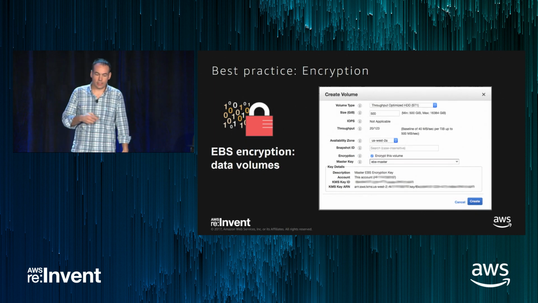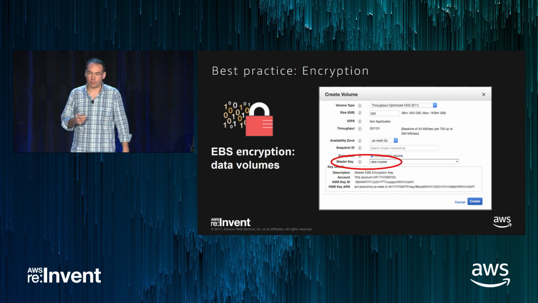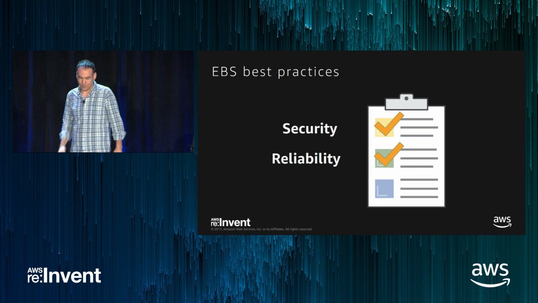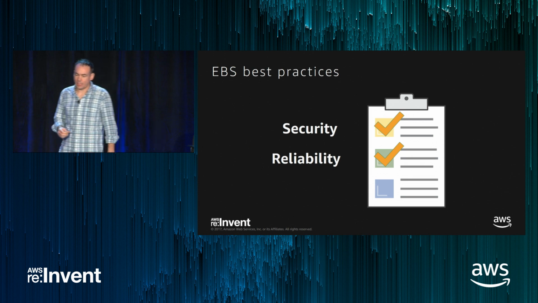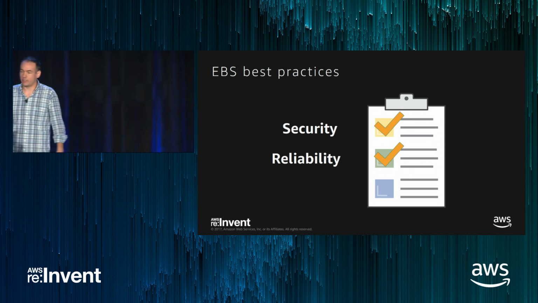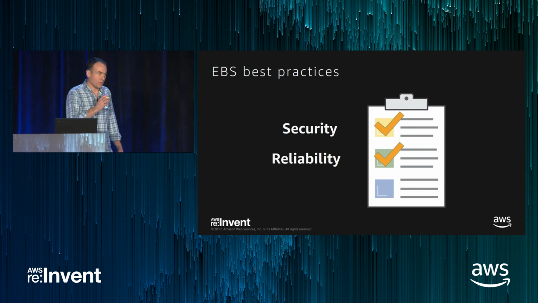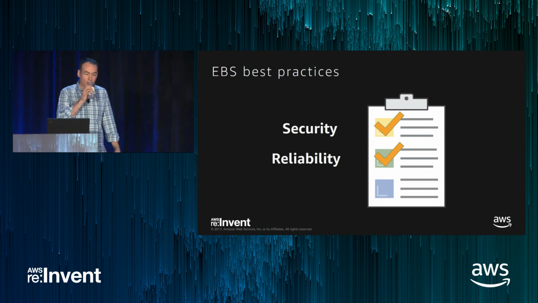Once you've created that, you just specify it when you encrypt the volume, either on the console or the APIs. It's just an additional parameter. Now, because EBS volumes persist beyond the life of your EC2 instance, we need to think about the reliability of EBS separate from EC2.